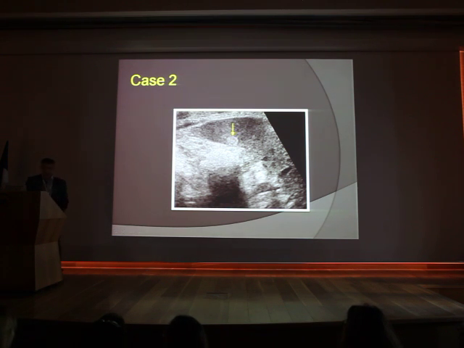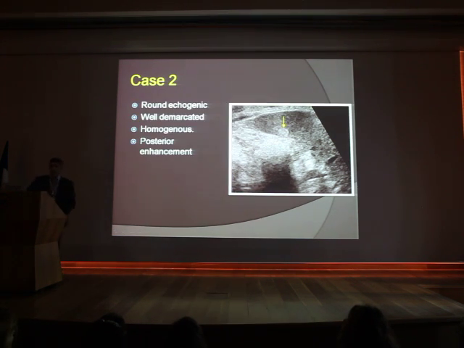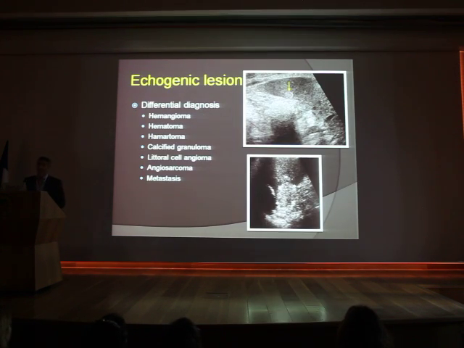Second case, a small echogenic lesion, round, well demarcated, homogeneous, with posterior enhancement. Again, any ideas of what it could be? Well, most of you would say this is a hemangioma. The question is, is it a hemangioma? We have a differential diagnosis also for echogenic lesions. You can see over here there's hemangioma and hematoma, hamartoma, calcified granuloma, and in a rare case littoral cell angioma. All of them could present as echogenic lesions, and even metastasis can present as an echogenic round lesion, and a single one even, so it's not so clearly sure that we are encountering a hemangioma.